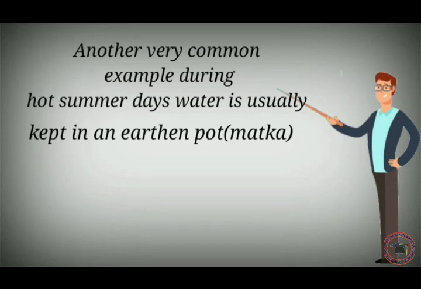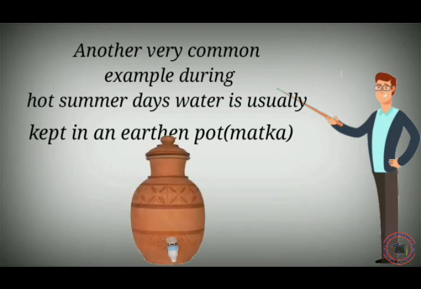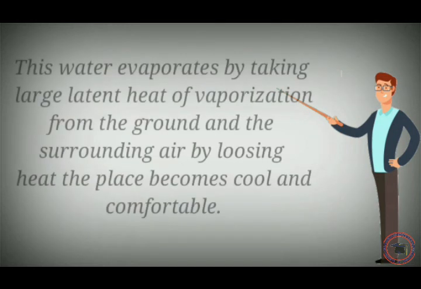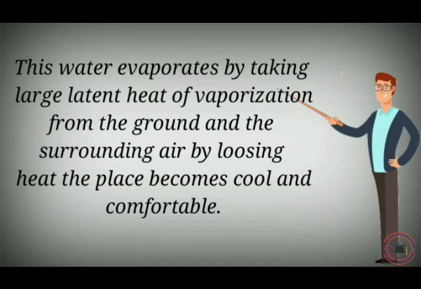Another very common example is during hot summer days, water is usually kept in an earthen pot called pitcher or matka to keep it cool. At many places, especially in villages, people often sprinkle water on the ground in front of their homes during the hot summer evenings. This water evaporates by taking large latent heat of vaporization from the ground and surrounding air. By losing heat, the place becomes cool and comfortable.